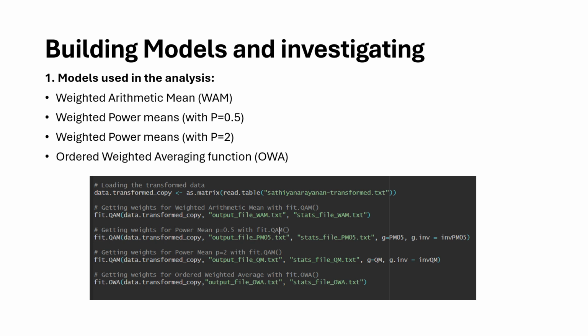Now, in building the model and investigating further, the models used are the weighted arithmetic mean, the weighted power mean with p value equals 0.5, then the weighted power mean with p value equals 2, and the other weighted averaging functions. Here are the codes extracted here as well.